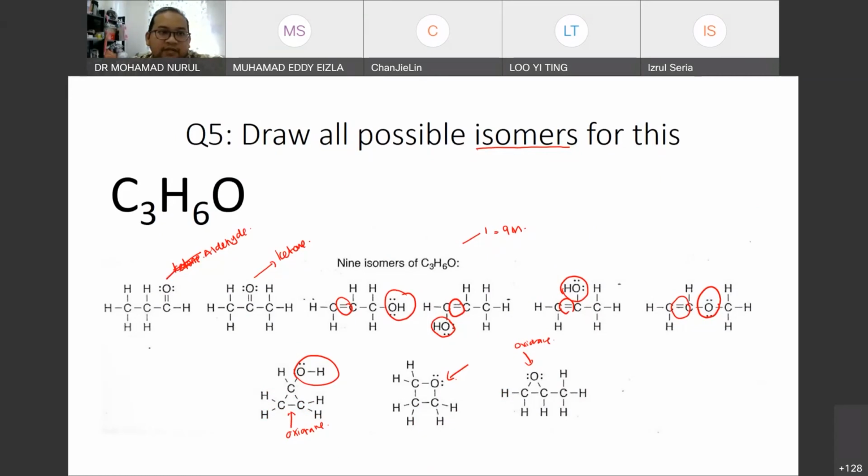Yes, Gontang. If, let's say in exams, they say draw all the possible isomers for this specific compound. Should we give geometrical or positional? Yes, you can use geometrical also, but you have to state that, for example cis or trans, something like that. Thank you, doctor.